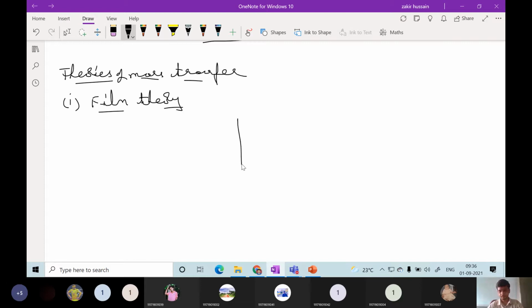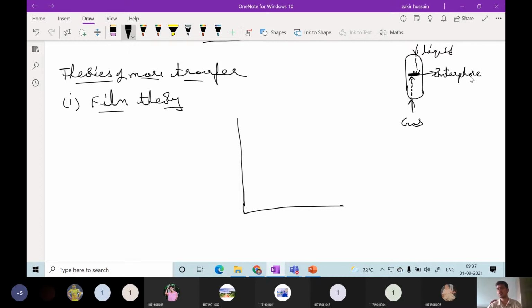For example, there is some tower, whatever the tower may be. Gas enters from the bottom and liquid enters from the top. The liquid will flow downward and the gas will flow from bottom to top, and at one junction they interact with each other. That is called the interface. This is the gas-liquid interface.